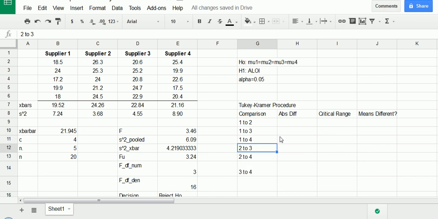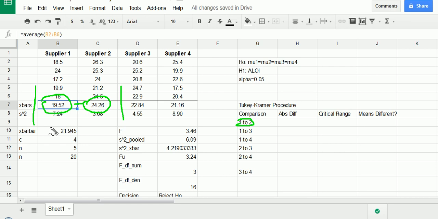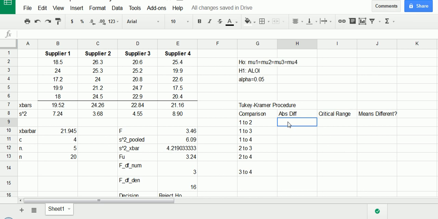Okay? Now the next column, we're going to compute the absolute value of the difference in their sample means. So if I'm comparing group 1 to group 2, supplier 1 to supplier 2, I'm going to take the mean from supplier 1, subtract it from the mean from supplier 2, and I'm going to take the absolute value of that, which means if it's a negative value, the negative sign disappears, more or less. Okay, so to do that, I can do ABS, and inside the parentheses, I'm going to do this guy minus this guy. Okay, and I'm just going to continue doing this for the right pair.